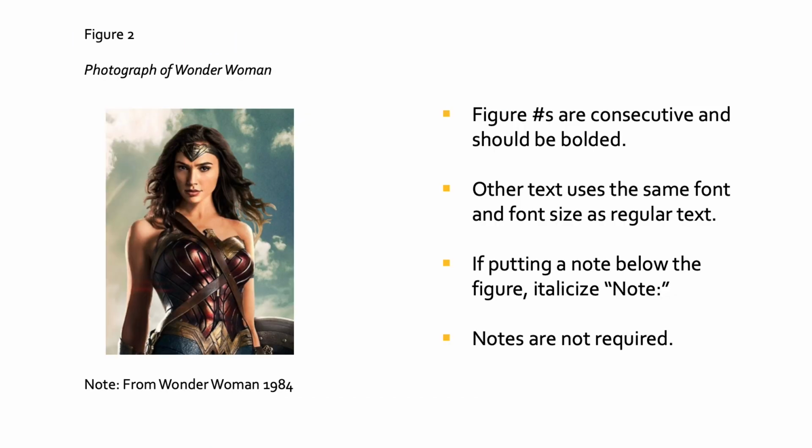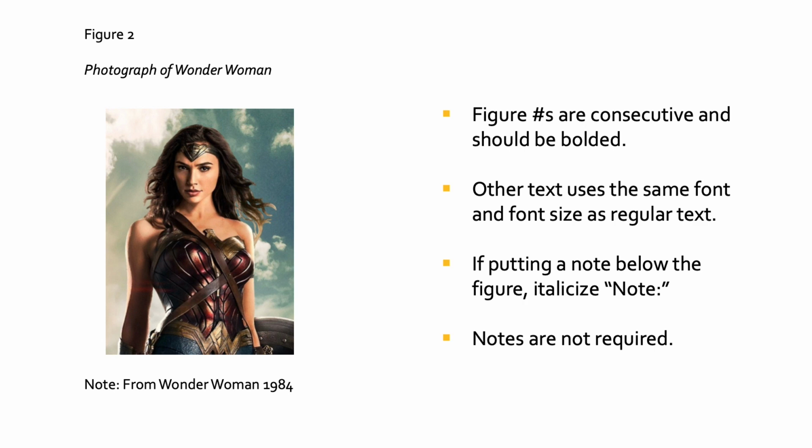Just like a graph, a bar chart or a histogram, you're going to include the word figure and then the figure number. Remember, as you add those to your paper, those figure numbers need to be consecutive, so they need to go in order. The first one is one, the second one is two, and so on. And then you have the title of whatever it is. In this particular image, it's Wonder Woman. So we have photograph of Wonder Woman.